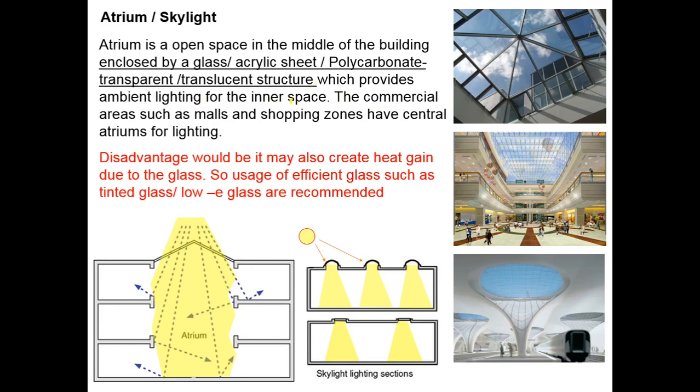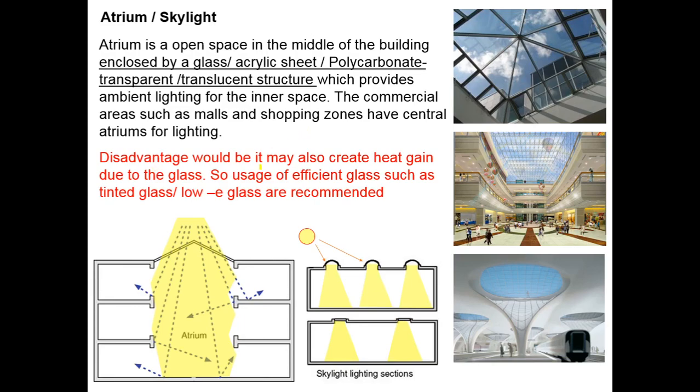Generally, the atrium gives a lot of diffused light and also sometimes direct light. Of course, the glass is going to give you a lot of diffused light, so maybe the glass is a clear glass or a tinted glass. It depends upon the type and usage of the glass and on the orientation also.